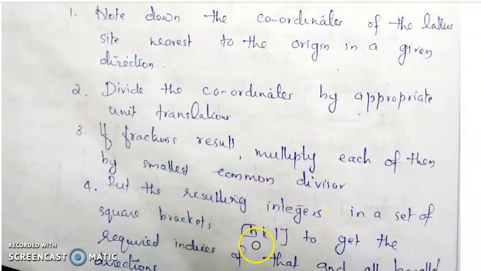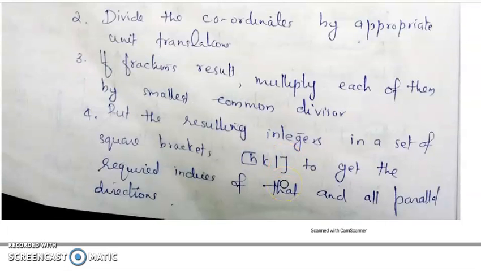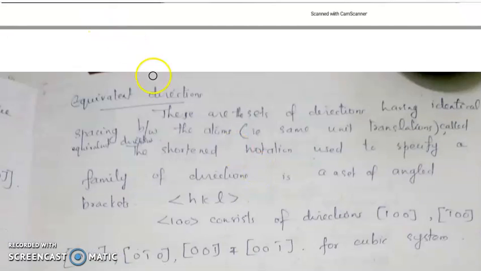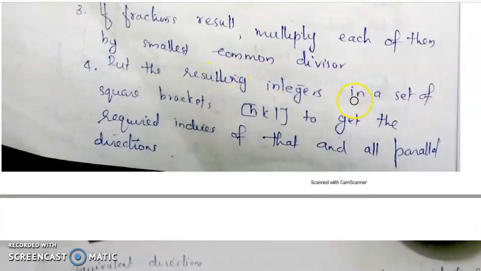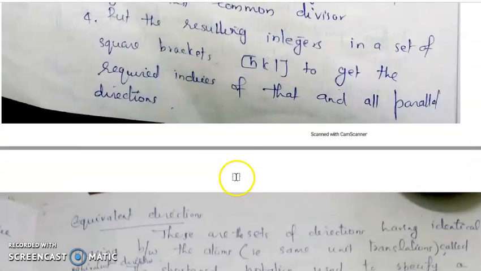Put the resulting integers in a set of square brackets, h k l, to get the required indices of that and all parallel directions. Similar to what we have already studied in the Miller indices, here we divide by the translation vectors, and if fractions result, we multiply by the common divisor. Then we put them in square brackets to get the direction indices. And all parallel directions have the same indices of direction.